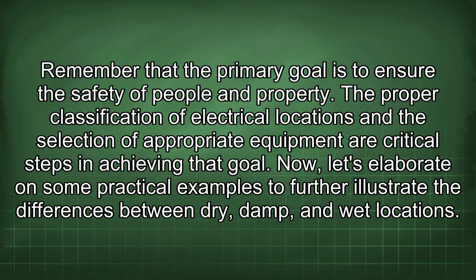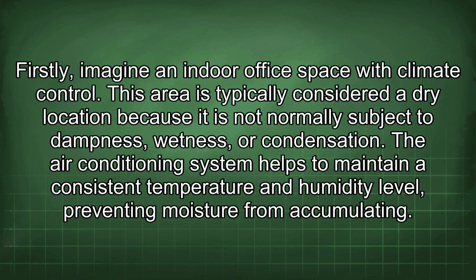The proper classification of electrical locations and the selection of appropriate equipment are critical steps in achieving that goal. Now, let's elaborate on some practical examples to further illustrate the differences between dry, damp, and wet locations. Firstly, imagine an indoor office space with climate control.